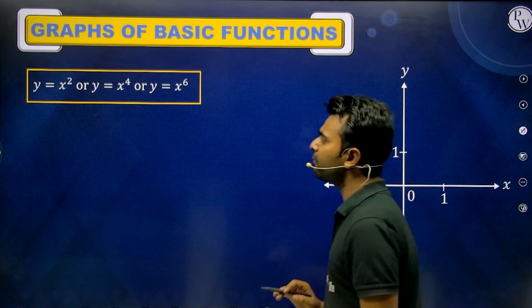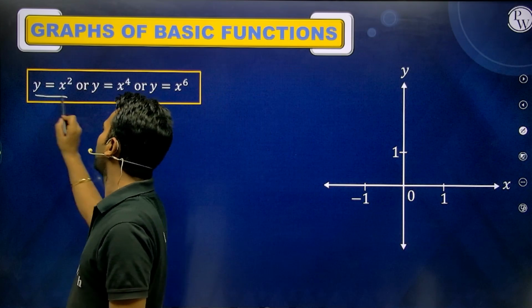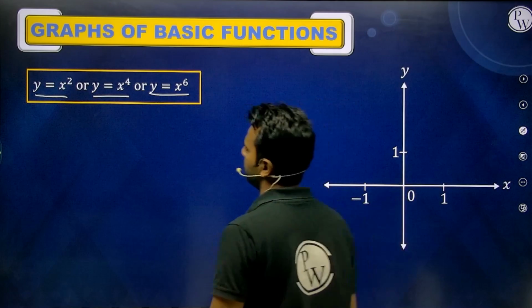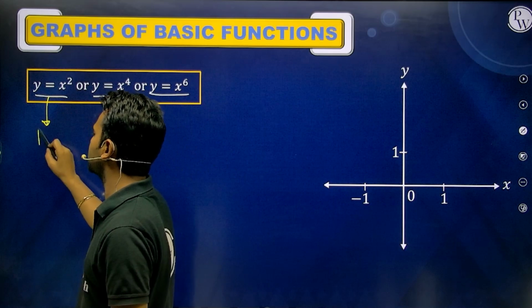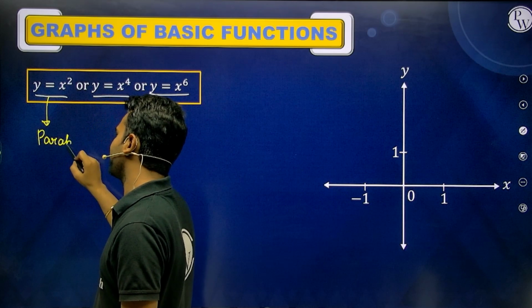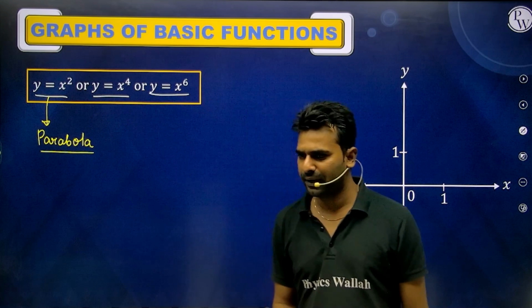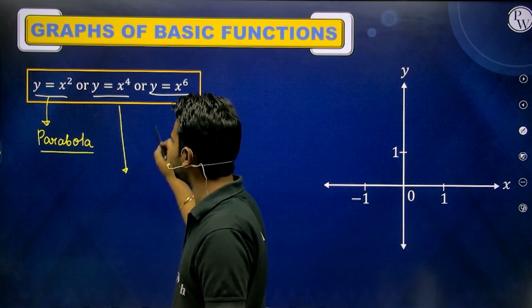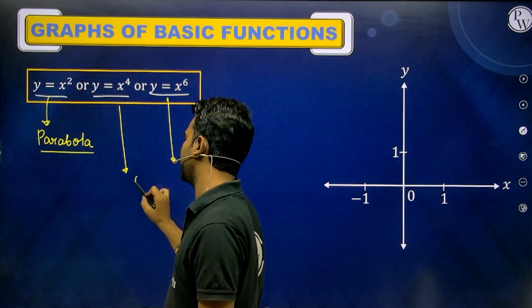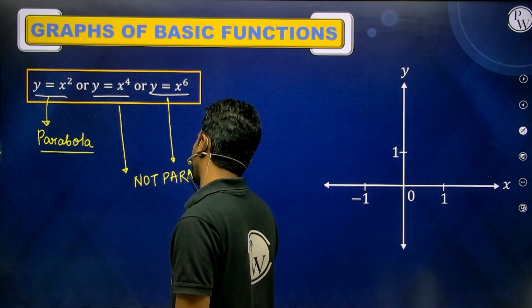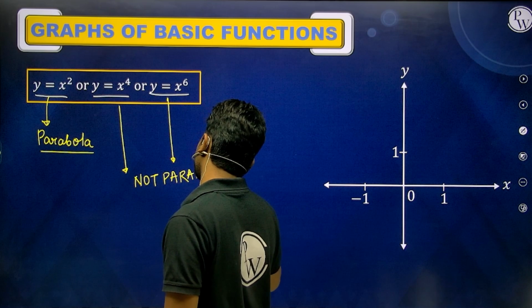Now if you want to plot y equal to x square, y equal to x to the power 4, y equal to x to the power 6, I would like to tell you one very important thing over here. This graph is called a parabola. Why? Because whenever y equal to some quadratic in x is written, we say that the graph is going to be a parabola. A lot of guys feel that these are also parabolas, but let me tell you that these are not parabolas. We do not call these graphs parabolas.